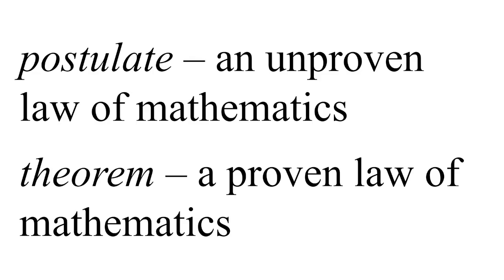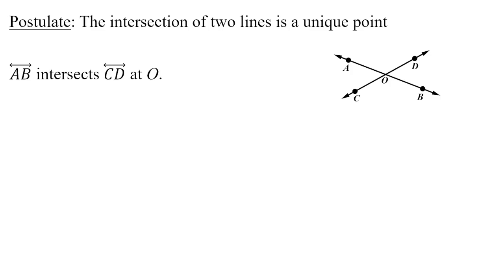So I introduce to you a couple of postulates. The first postulate I'm going to introduce to you is that the intersection of two lines is a unique point. So when two lines cross each other, they're going to cross each other at a point. So therefore, in this instance, line AB and line CD intersect at point O.